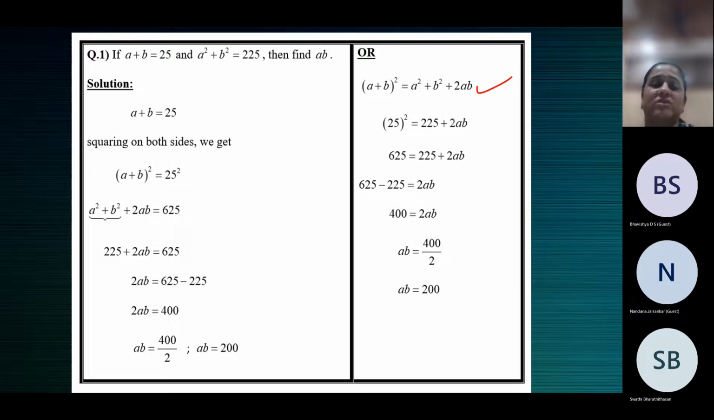Now substitute the values in the appropriate places. What is a plus b? a plus b is 25. Then what is a square plus b square? 225. a square plus b square is 225 plus 2ab. So you solve this and you can find the value of ab. Understood both the methods, children?